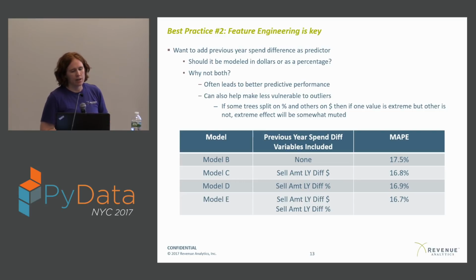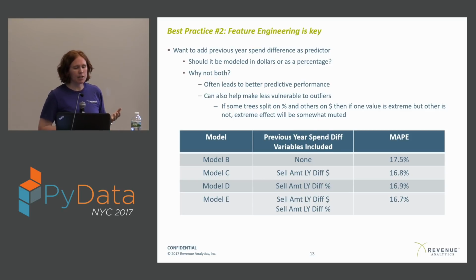And the reason to do that, one, it often leads to better predictive performance, because we can think about the tree structure that we have. Maybe in some regions of your domain, the percent is more predictive, and in other regions, the dollar is more predictive. So throwing them both in gives the model the option to choose either.